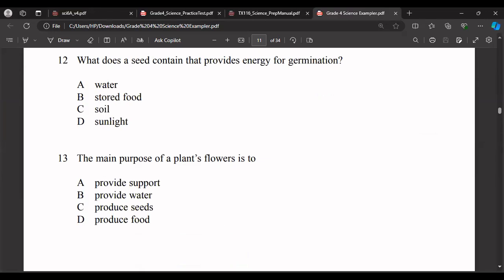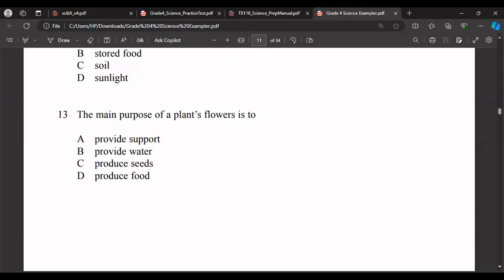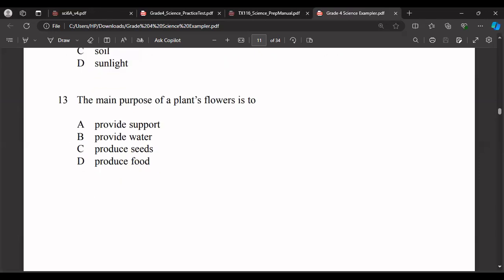What's germination? Germination is when the seed begins to grow, when the seedling begins to sprout. That is called germination, when the seedling sprouts from the seed. Okay. B, food store. Correct. The food store provides the energy for germination. Great. Yeah, it's contained in the seed.